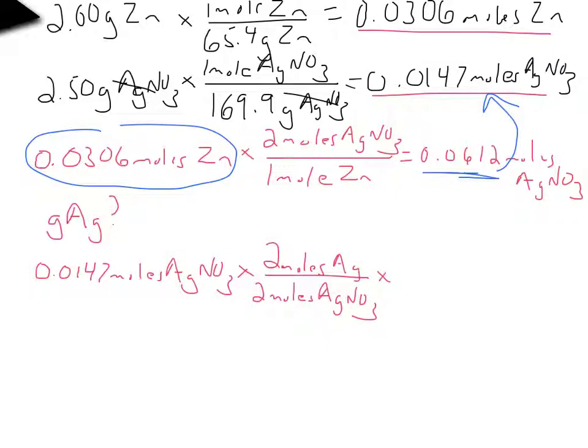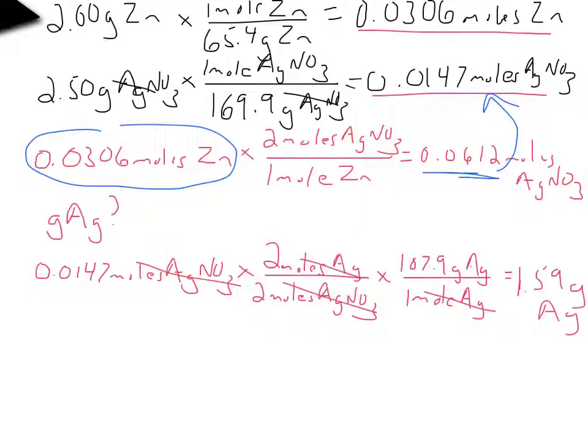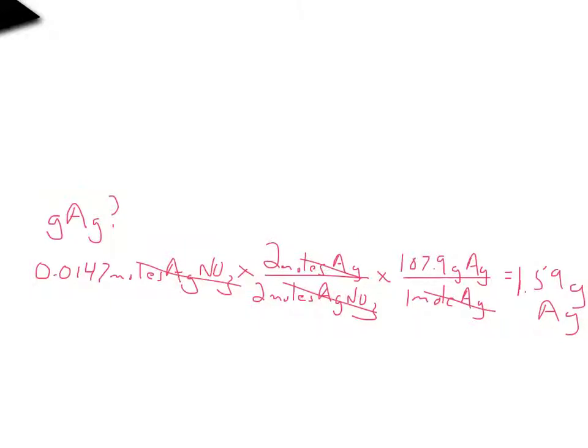And then we want to know the number of grams, so we convert the moles of silver to the grams of silver. And that's 107.9 grams of silver. So our moles cancel there, and what we're left with is 1.59 grams of silver. Alright, so at this point we have part A and B done.